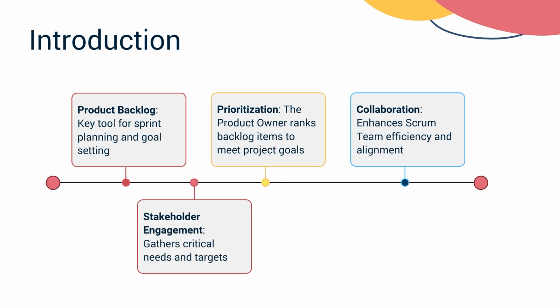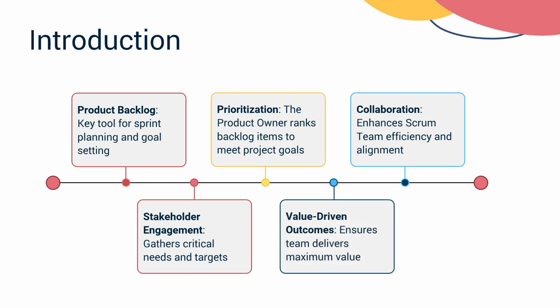Engage with stakeholders and other representatives. The product owner determines critical information about needs and targets and ensures value-driven outcomes for the Agile team. Let's understand the different stages through which a product owner prioritizes the product backlog and uses this to call out the goals for each sprint.